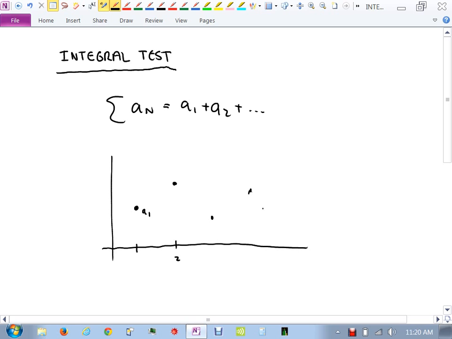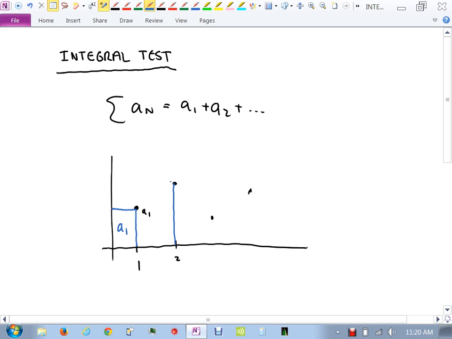If I look at this dot, a sub 1, and I make a rectangle out of it like this, what's the area of that rectangle? How tall is it? A sub 1. How wide is it? 1, right? So what's the area of it? 1 times a sub 1 is a sub 1, isn't it? So the area of that rectangle is a sub 1.